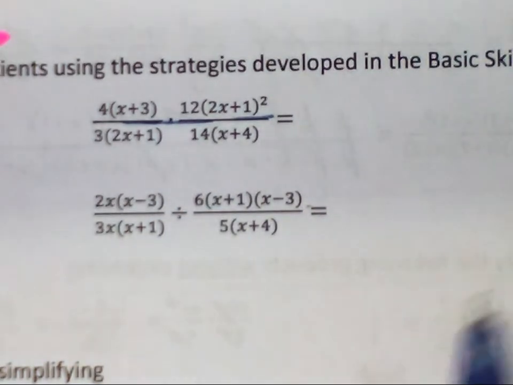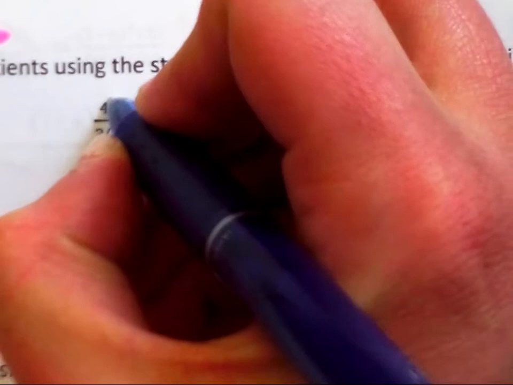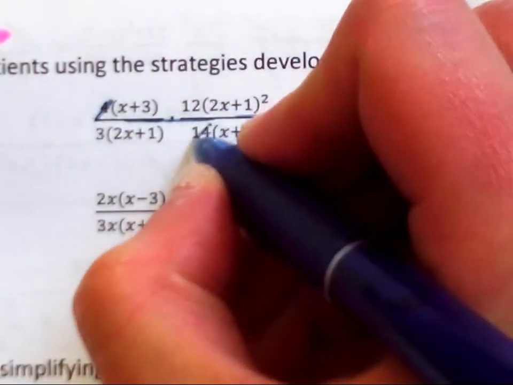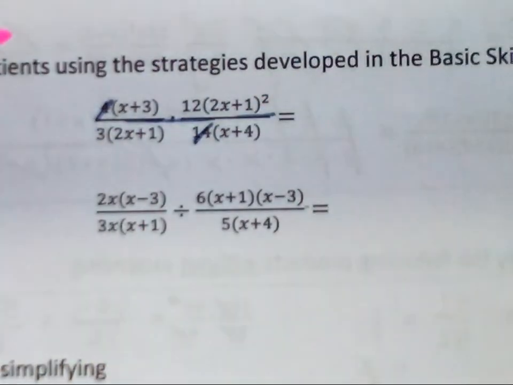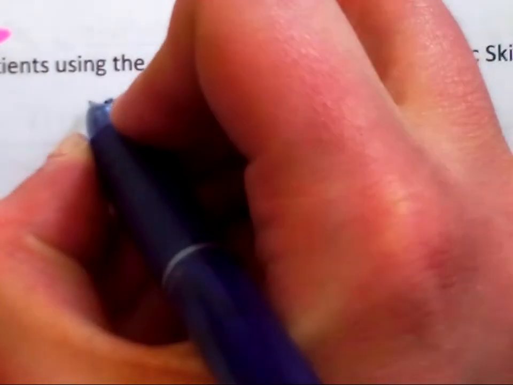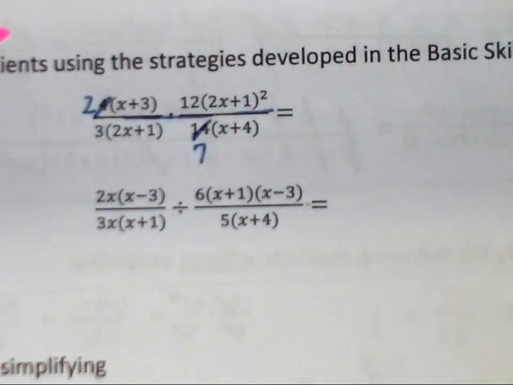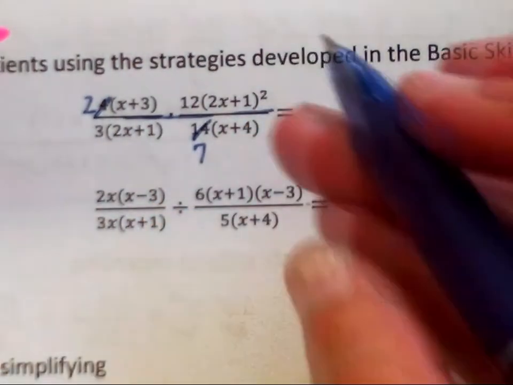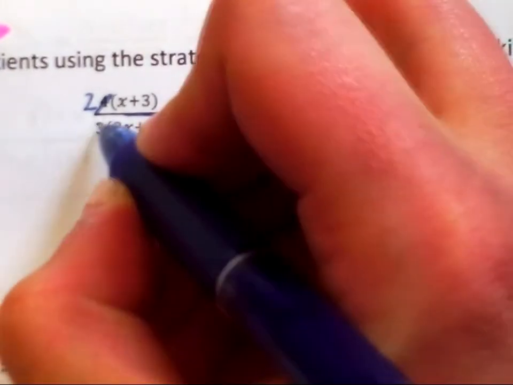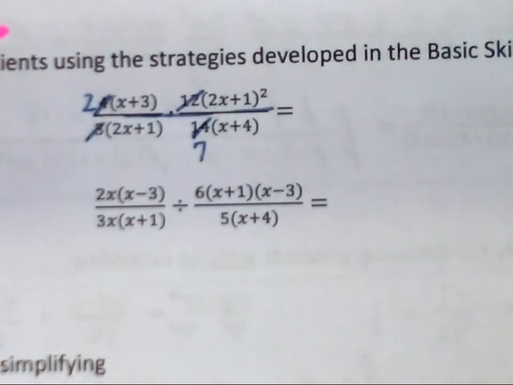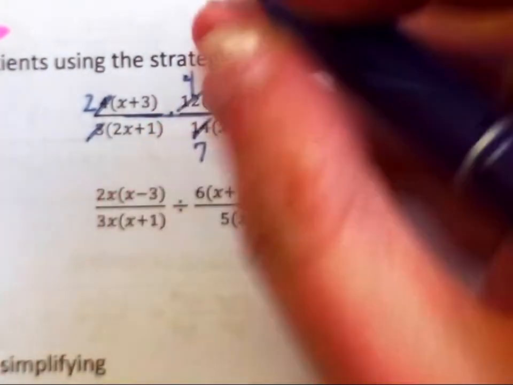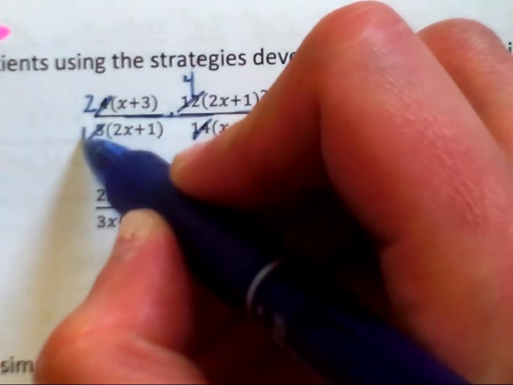So my preference would be to break down these factors. So I'm going to cross out this 4 and this 14 and reduce those by a factor of 2, which makes this a 2 and this a 7. And then I could reduce this 12 with this 3 by dividing them both by 3. So this 12 would become a 4 and the 3 would become a 1.